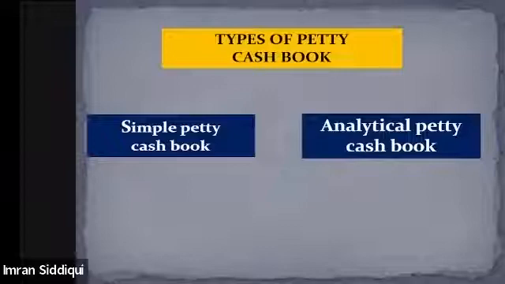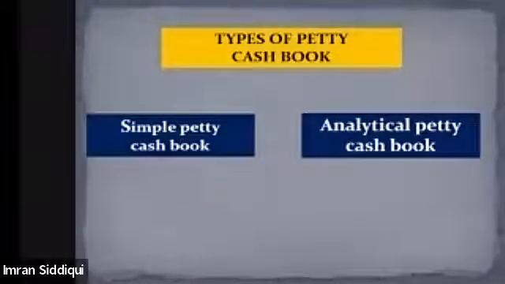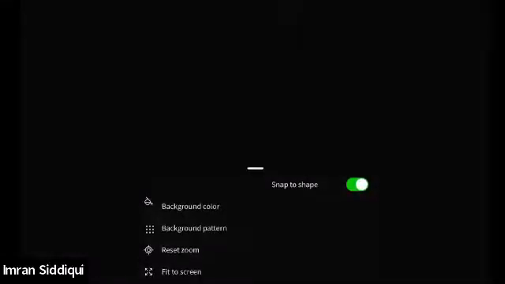In the previous class, we were discussing the different types of petty cash book, right? In the last class, we learned about the petty cash book. While discussing the meaning of the petty cash book, we understood that petty cash book is a part of cash book. It is a kind of cash book wherein we record transactions involving a small amount of cash inflow and outflow.